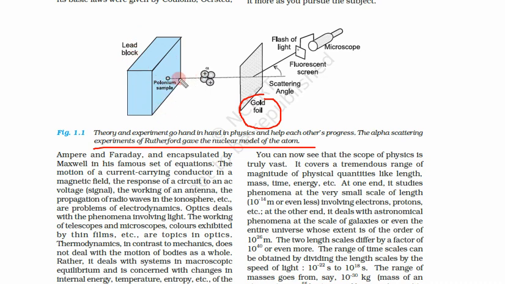Alpha particles are bombarded on this gold foil, and this is a microscope, or we call it a detector. It detects at which angle these alpha particles are going. This is called the scattering angle. Using this system, he discovered the nuclear model of the atom, that means the nucleus is at the center of the atom, all the remaining space is empty, and electrons revolve around this nucleus. That was the nuclear model of the atom.